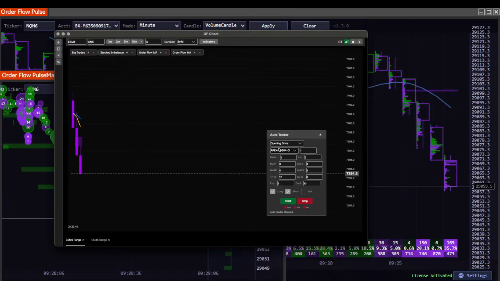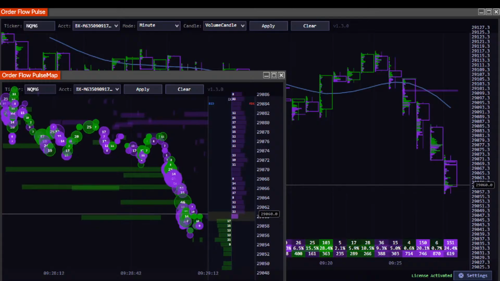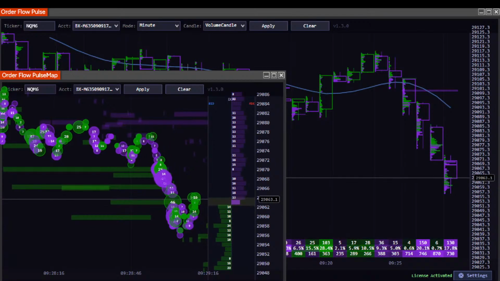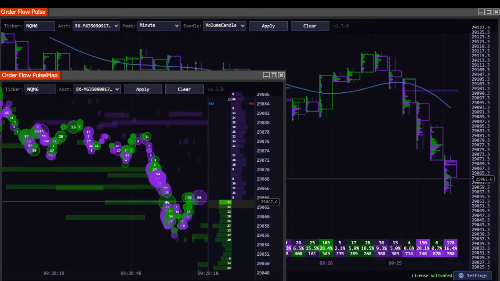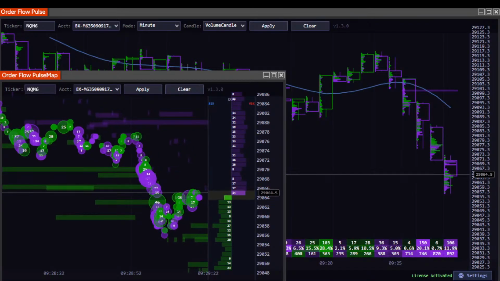I'm going to test something, the opening drive. It's an auto trader that I'm working on for the platform that I'm developing. I need to get that up.